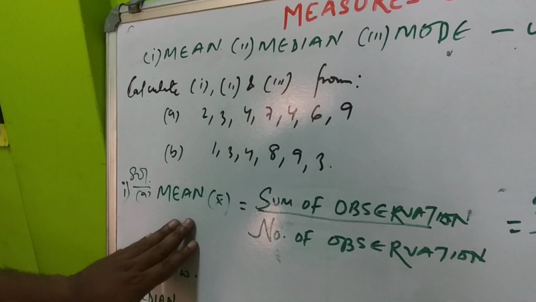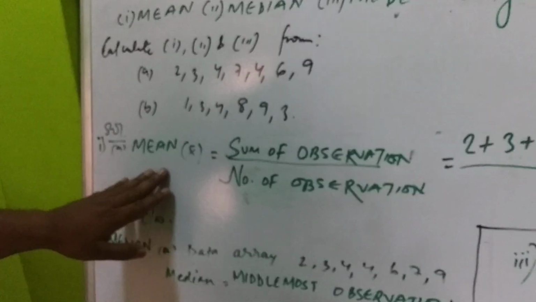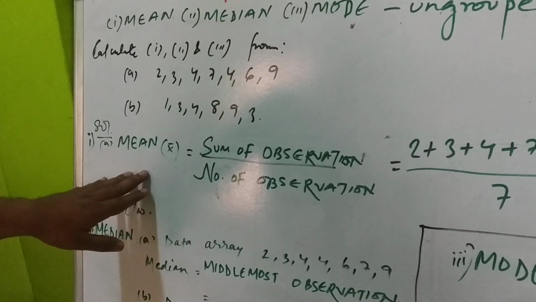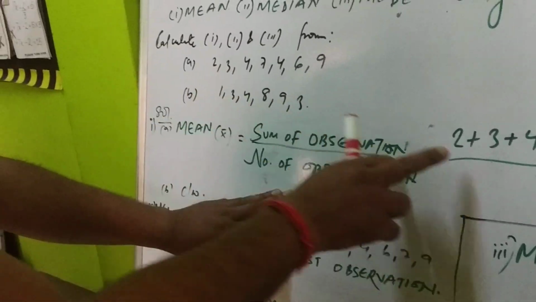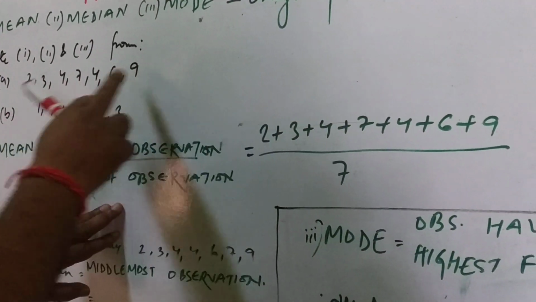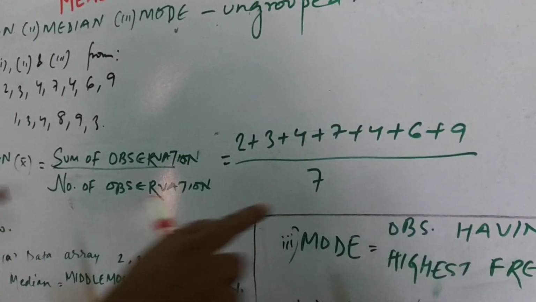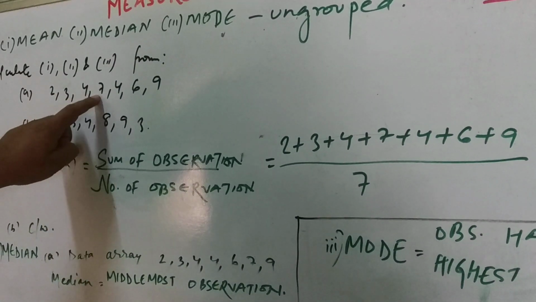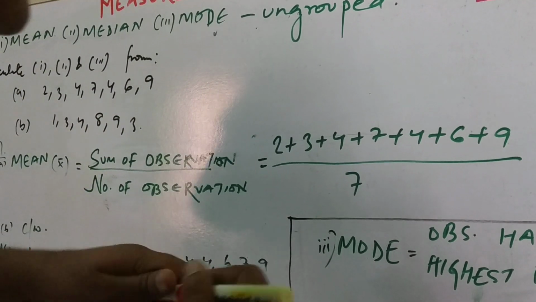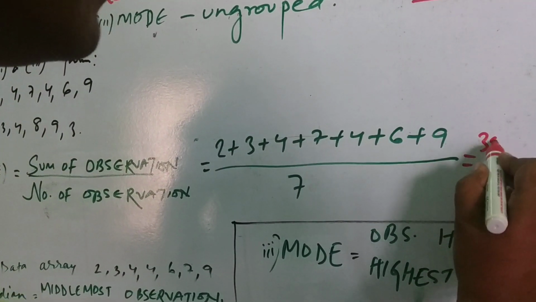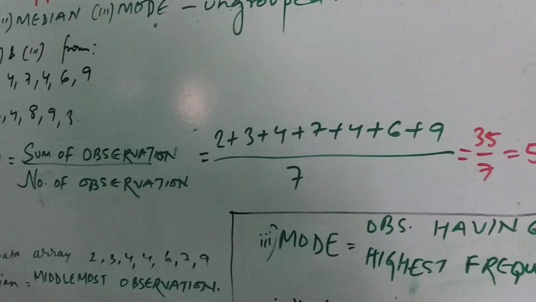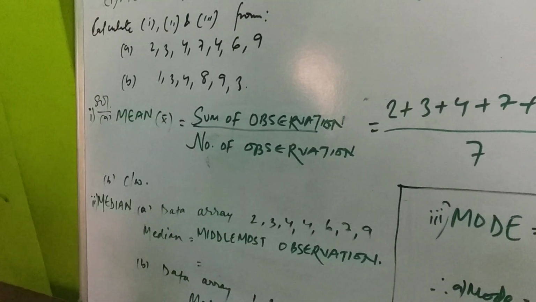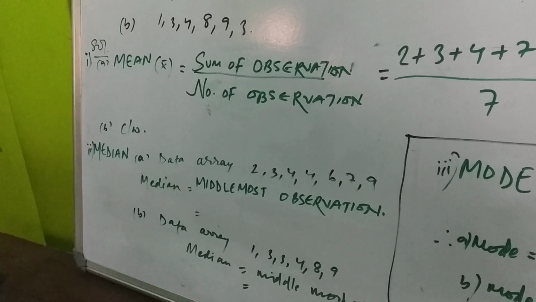Then for mean, it is very simple. It's like the average that you must have done in lower classes. Mean is sum of observations divided by number of observations. So for the first question, it is 2 plus 3 plus 4 plus 7, I have just taken the numbers, divided by number of observations, 1, 2, 3, 4, 5, 6, 7. Sum of all these numbers is 35, divided by 7 is 5. So this is how we get the answer. The second one, B, for mean, you can calculate on your own. I have left it as classwork for you.